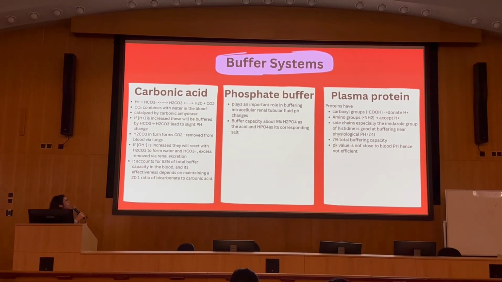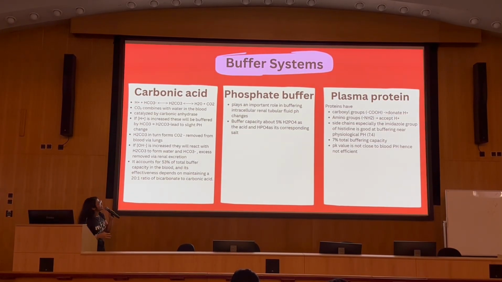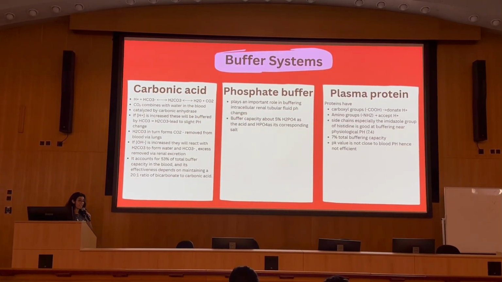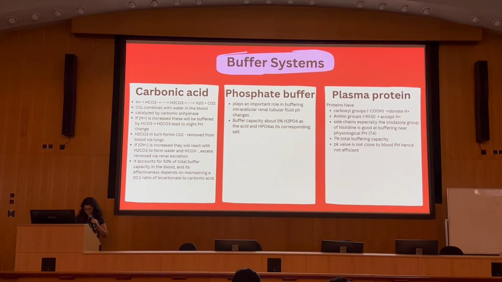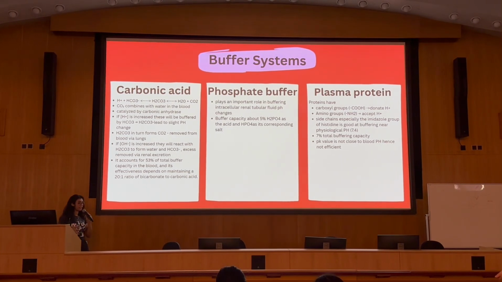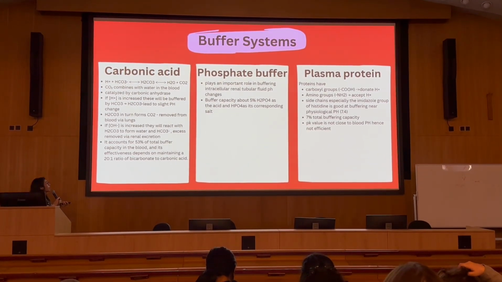And they don't go into a lot of detail, but you can read the lecture for more detail. And then you have plasma proteins, especially histidines. Now, where are these histidines found? In the hemoglobin. These histidine residues help, but they're less effective because their pK is not that close to the blood's. What is pK?